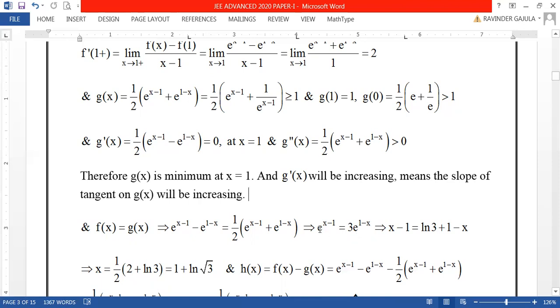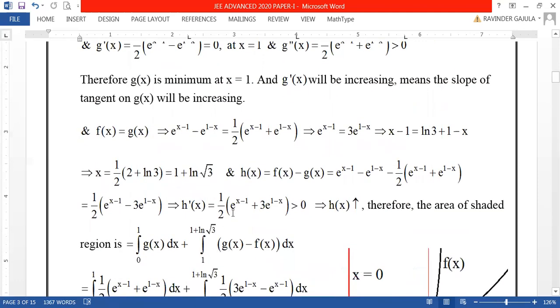Now, of course, this also can be taken on one side and directly you can write e power 1 minus x as e power 2x minus 2. Then 2x minus 2 can be taken, and you can write log 3. From that also you can do, but I am doing like this. X minus 1 equal to log 3 plus 1 minus x. Then taking x on left side, it is 2x equal to 2 plus log 3. Then x equal to 1 by 2 of 2 plus log 3. So 1 by 2 of 2 is 1, and 1 by 2 of log 3 is log root 3. 1 plus log root 3, right?